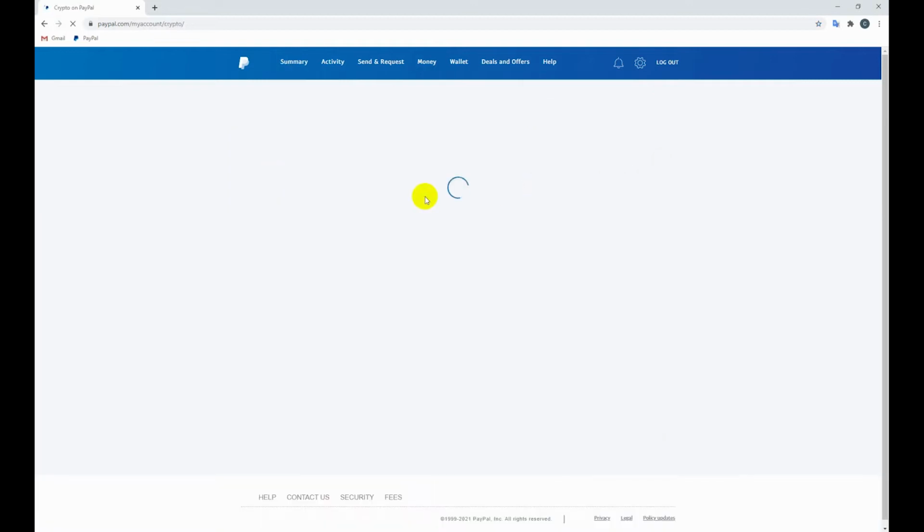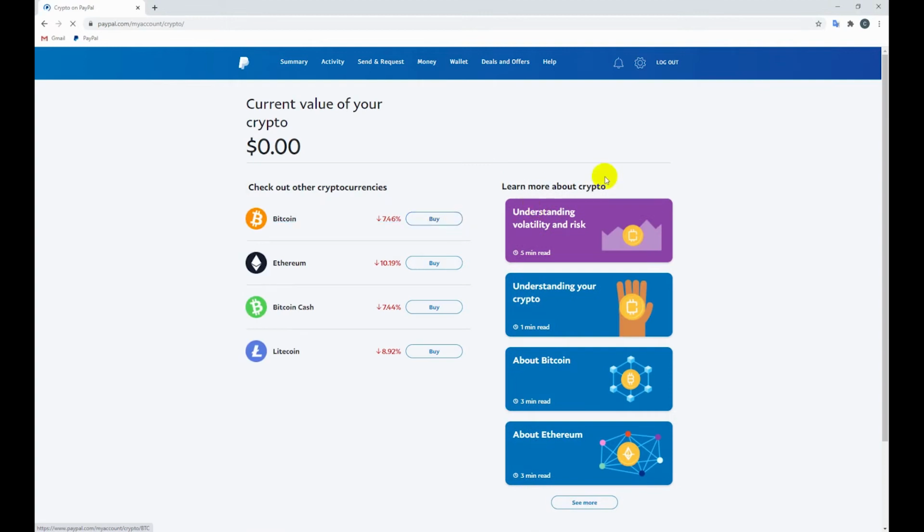Okay, loading. Okay, the page is already coming up, and this is BTC. The prices are low. This is Ethereum, Bitcoin Cash, Litecoin. All prices are low. So now I want to just buy Bitcoin. So just click buy.